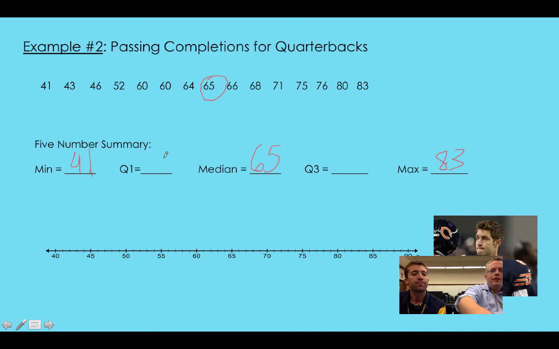And so there are 7 numbers in the lower half below the median. So here should be our Q1, 52. And there's 7 numbers above the median, and here's our Q3, 75. So now we just draw those lines and let's see what we get.